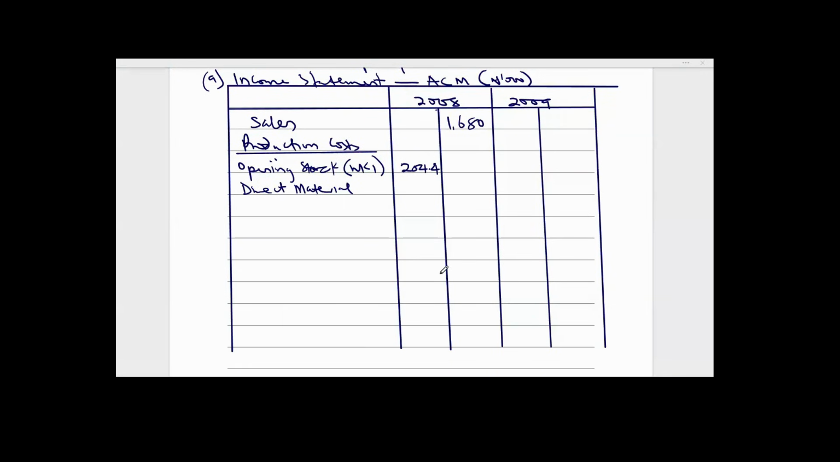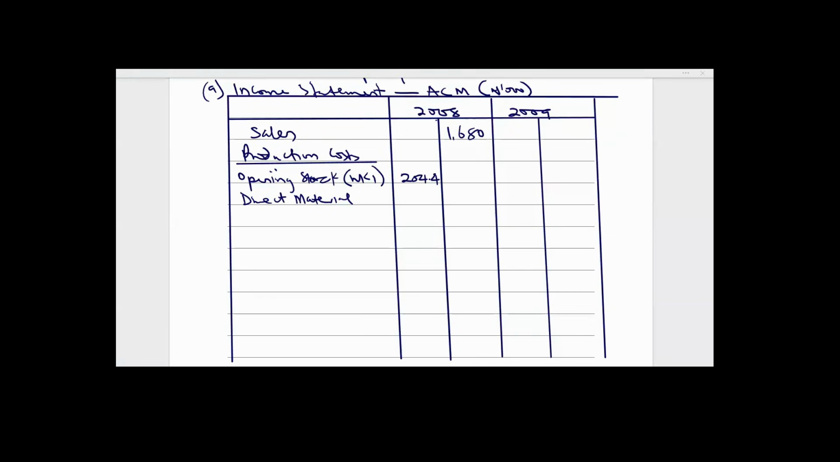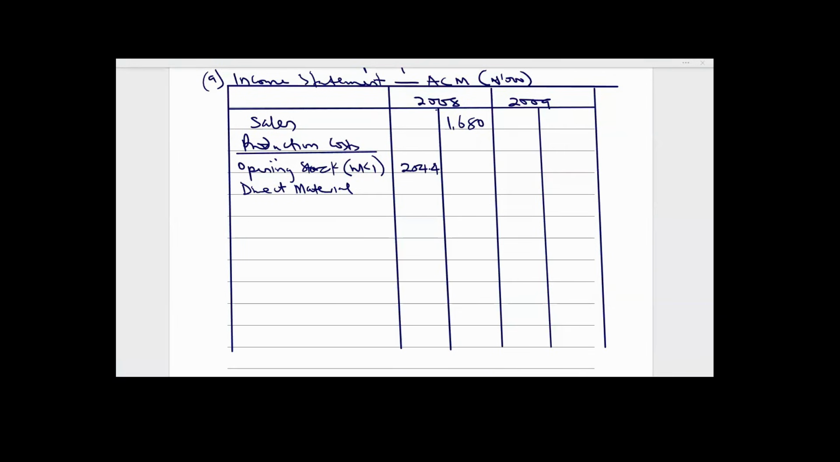Direct material is 1 naira 60 kobo multiplied by the units produced in 2008. The company produced 200,000 units. Therefore, 1.6 multiplied by 200 gives 320. So here will be 320.